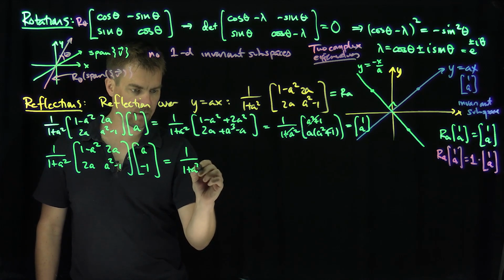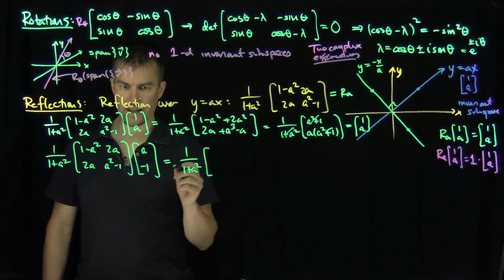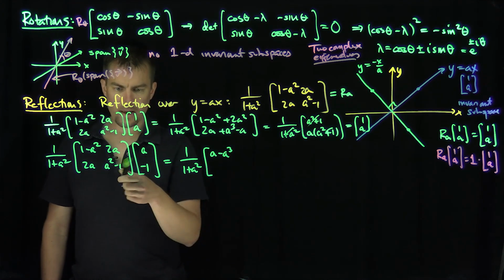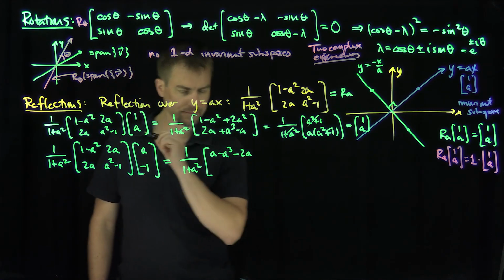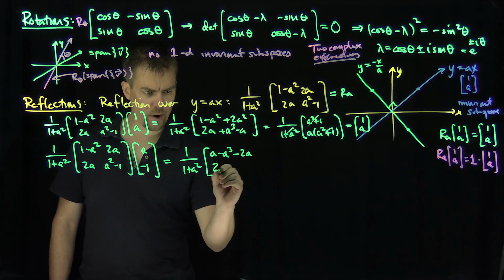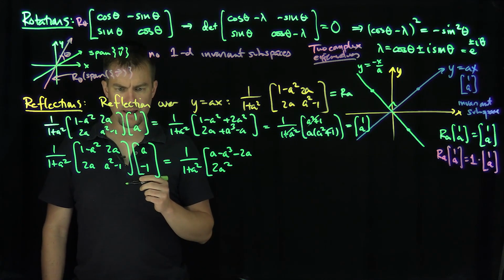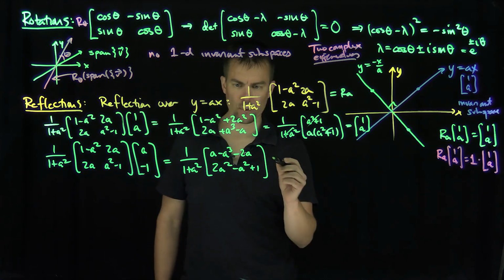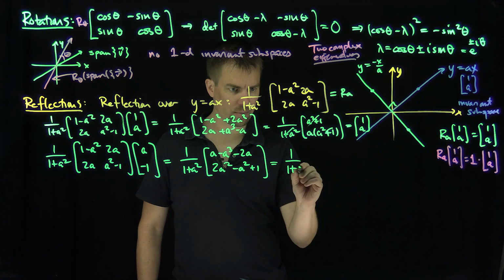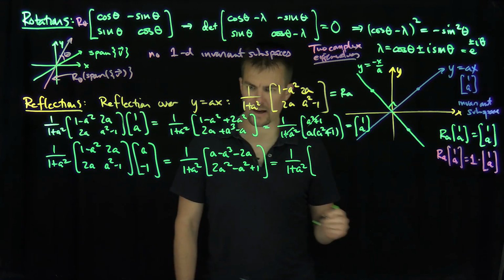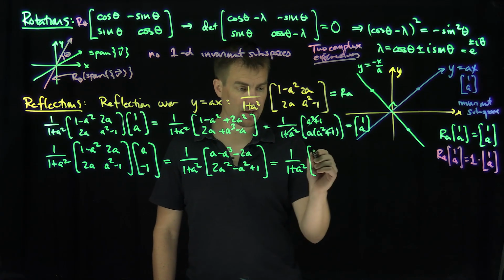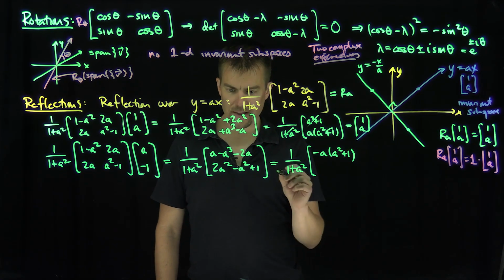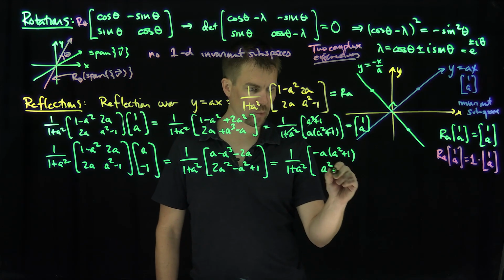We get 1 over 1 plus a squared. And then we're going to have a what? We're going to have a minus a cubed. So we have an a minus a cubed, and then minus 2a. And then down here we'll have an a squared, and then a negative a squared plus 1. And so what will the top be? The top is going to be this, 1 plus a squared. And then everything is negative. I'll have a negative a, and then a squared plus 1. And then down over here, I'm just going to have an a squared plus 1.